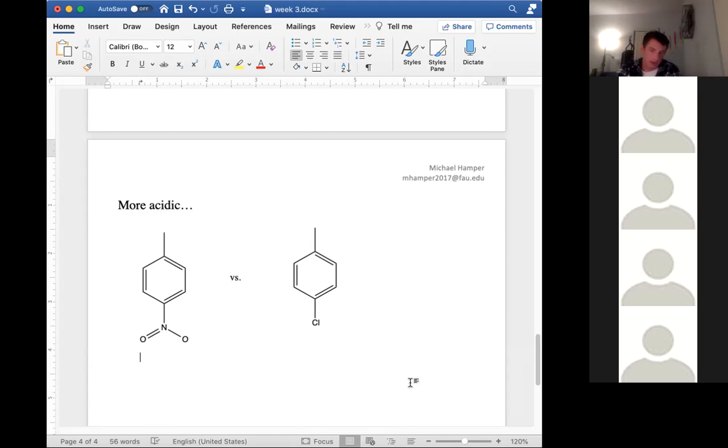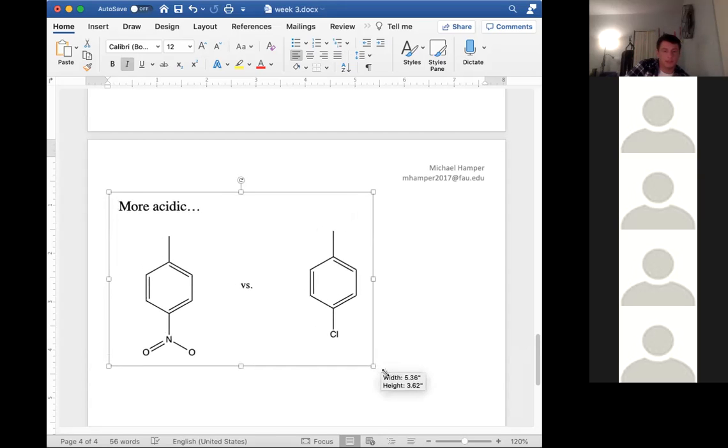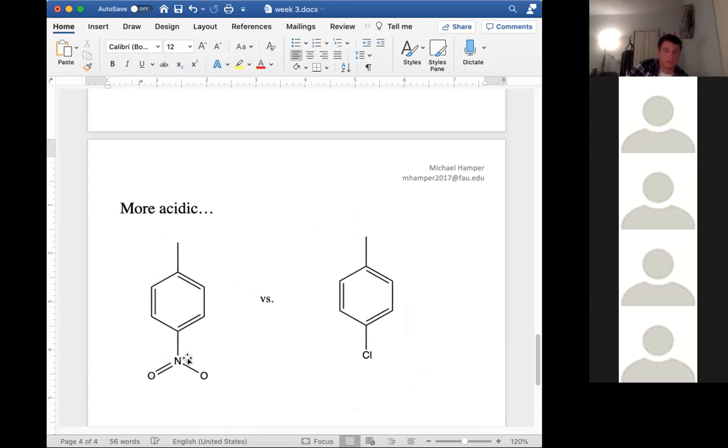And to not guess anymore, we know that chlorine is highly electronegative, which is favorable for acidity. But when you look at it deeper, what's the formal charge on this nitrogen? The nitrogen has 4 bonds. Is it positive? Yeah, positive charge.